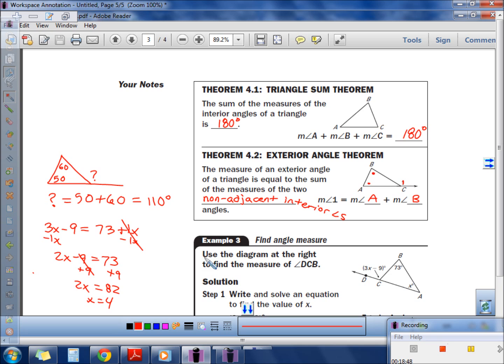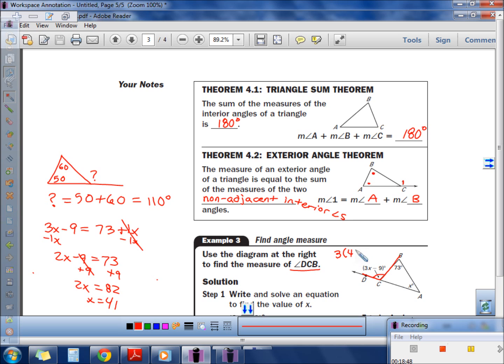Does that answer the question? Use the diagram at the right to find the measure of the angle DCB. Does it say find the value of x? No, it says a little bit more than that. I got to use this value of x to find the measure of angle DCB. Well, here's DCB. I want this one right here. So what do I need to do? Plug it in. Take this value of x, which is 41, and plug it in right there.